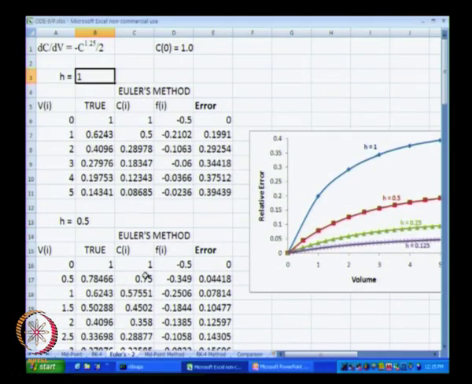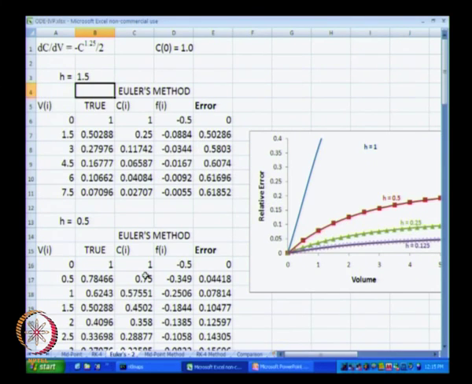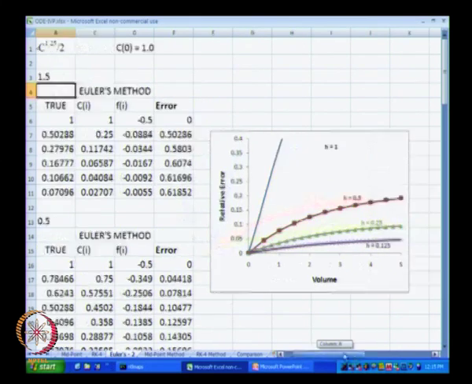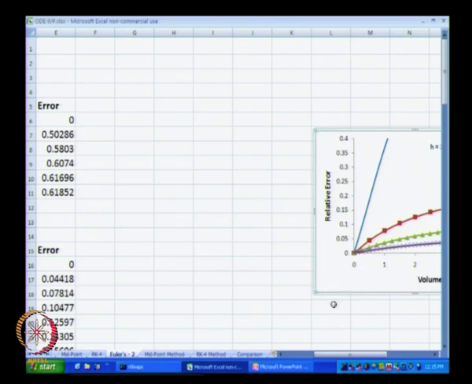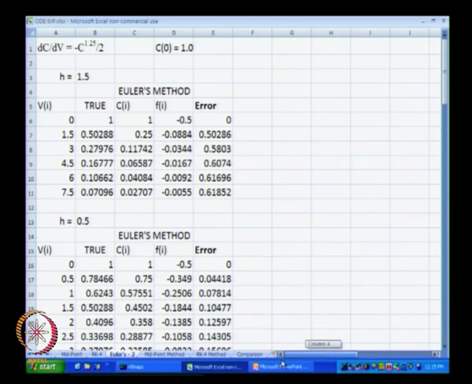Likewise, as we increase the value of our step size, we are going to get less and less accurate results. So from h equal to 1, let me increase this to h equal to 1.5. What happens when we increase this to h equal to 1.5? What I will do is I will just take this figure a little bit away so that it does not distract us from our discussion.